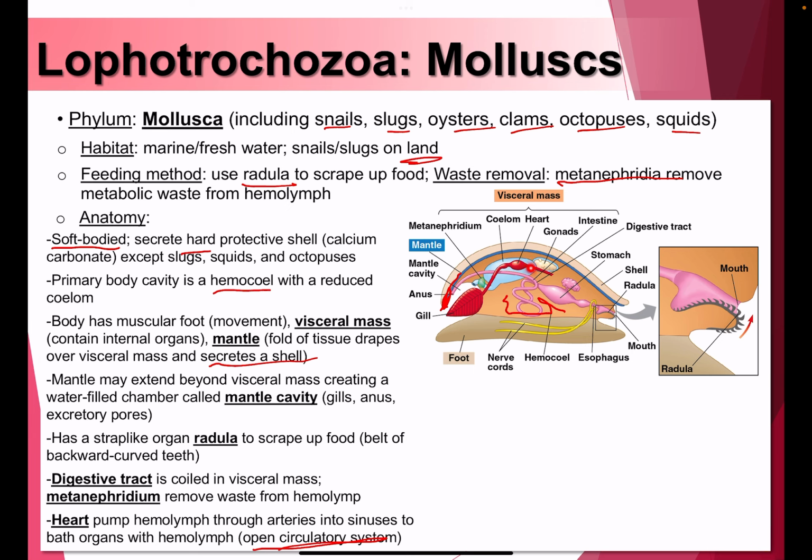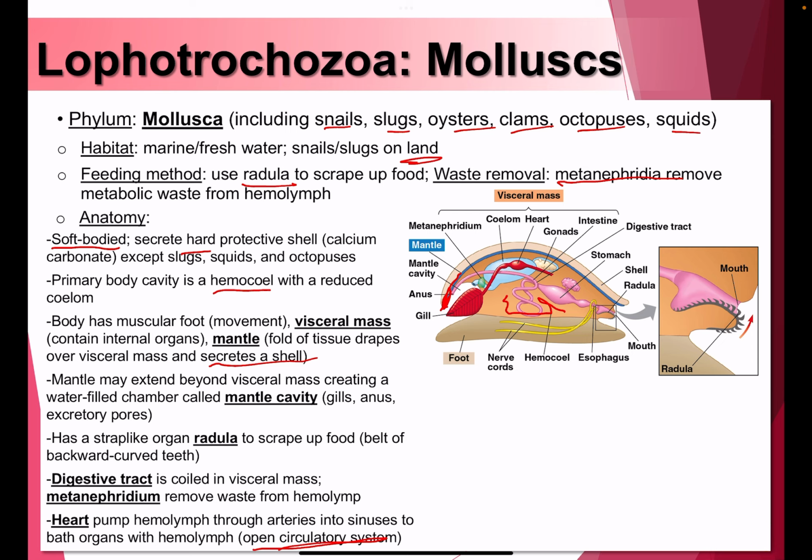So as the heart pumps fluid, the hemolymph, through, the hemolymph is going to be spread across the entire visceral mass, and it is by diffusion that nutrients can be absorbed and also waste can be removed.